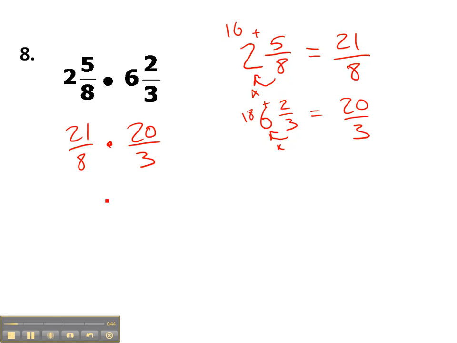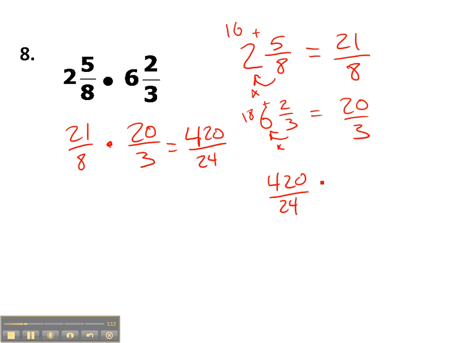Now I'm going to do this both ways. I'm going to do it without simplifying first, and then I'm going to do it the way Mrs. Owen showed us in the video earlier today. If I just multiply across, 21/8 times 20/3, 21 times 20 is 420, and 8 times 3 is 24. And you can see that we're going to have quite a bit of reducing to do. We bring this down here, 420 over 24.